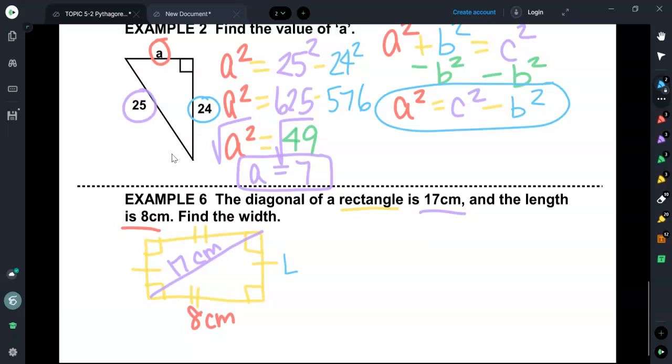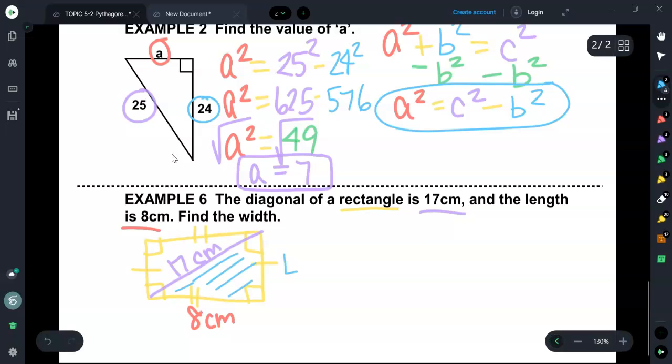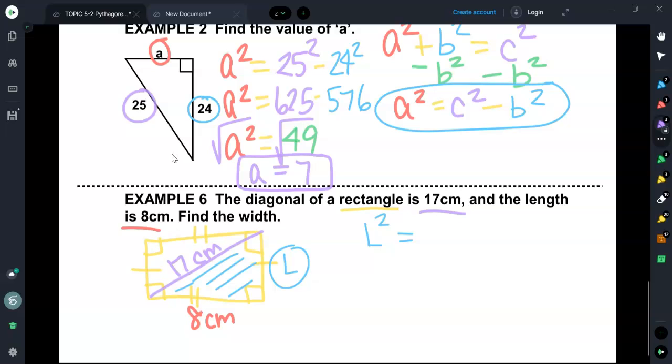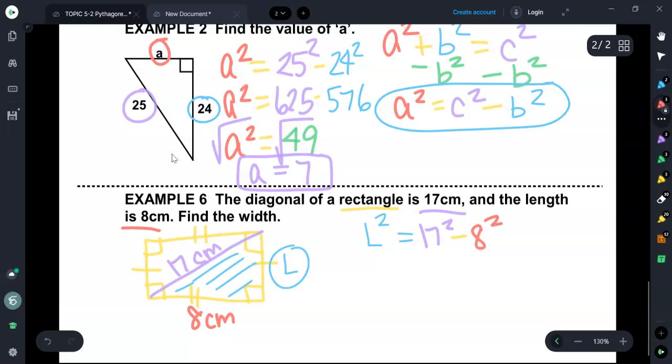So here, I'm looking for a leg again. I'm not looking for a hypotenuse. If you imagine for a minute that you just have this triangle here, you can see that that is a right triangle. So let's set this up. I want to solve for L, so I have L squared. I don't know what L is, but since I'm solving for a leg, I'm not going to add. I'm going to subtract. 17 squared minus 8 squared.